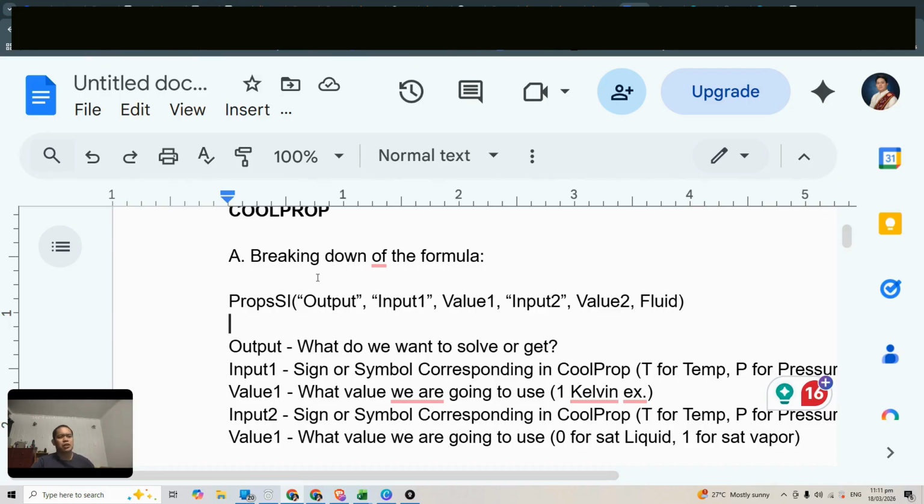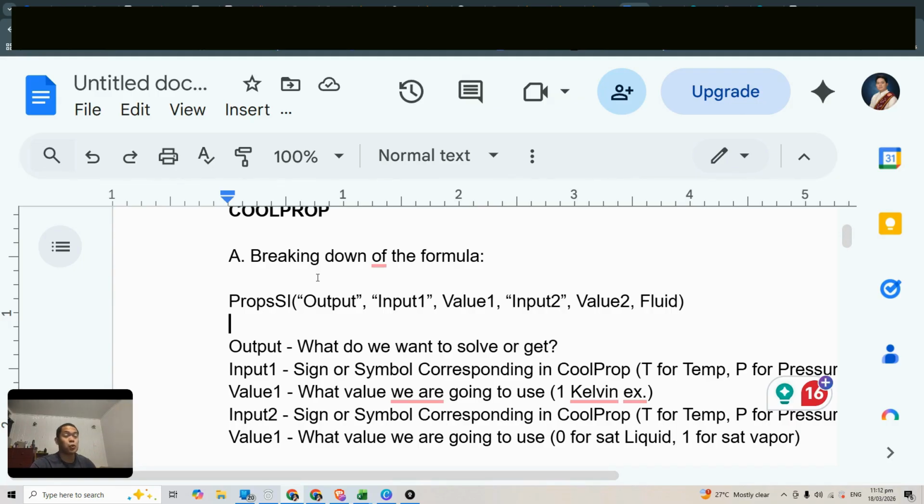Then input 1 is the symbol corresponding to CoolProp. Let's say we are looking for the critical pressure, critical temperature, specific volume, and we're given the temperature, so we put T for temperature, then P for pressure, and the other corresponding symbols or letters for each of the givens. We also have value 1, the value that we're going to use.